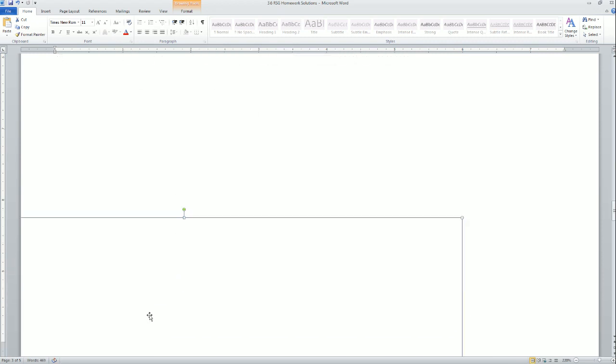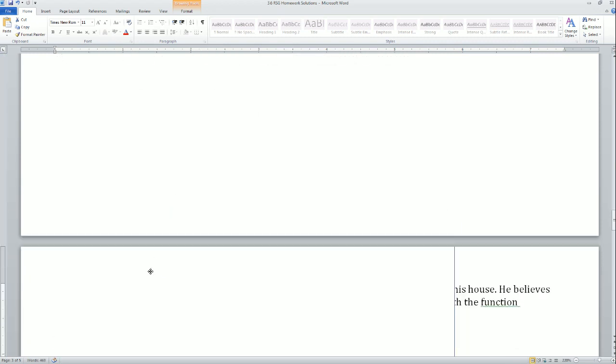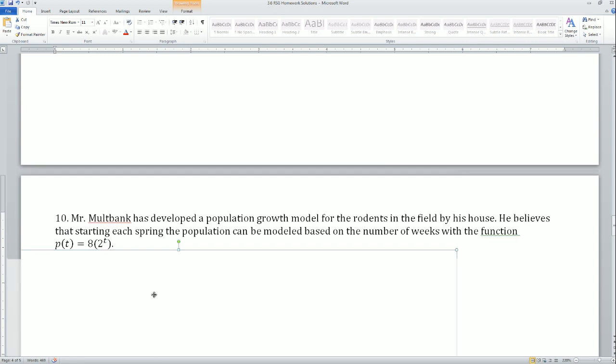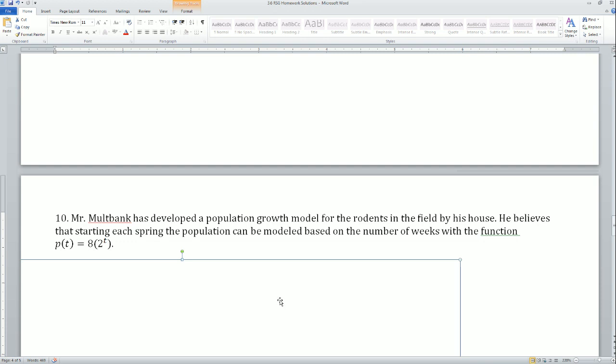Alright, was that it? Okay, let's look at number 10 now. Mr. Moodbank has developed a population growth model for the rodents in the field in his house. He believes they start in the spring. The population can be modeled based on the number of weeks within the function p of t equals 8 times 2 to the power of t.